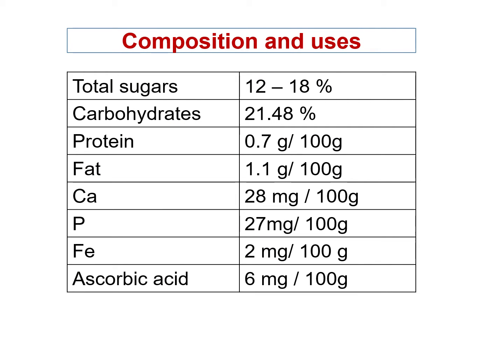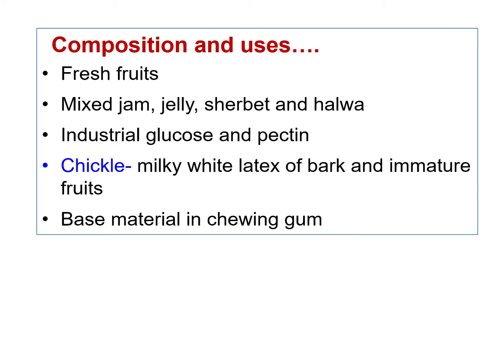So next, here in this slide you can see the composition and uses. It contains a good amount of sugar, carbohydrate, protein, and it is also a good source of ascorbic acid, then iron, phosphorus 27 milligram per 100 gram, then calcium 28 milligram per 100 gram. So this is the composition. So in the next slide we can see the uses.